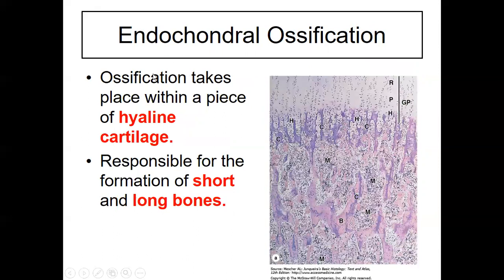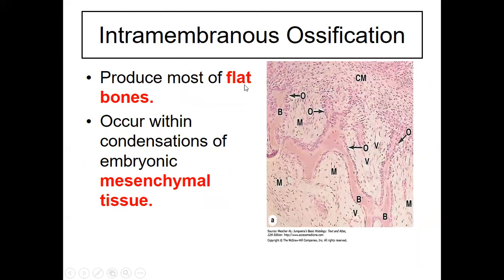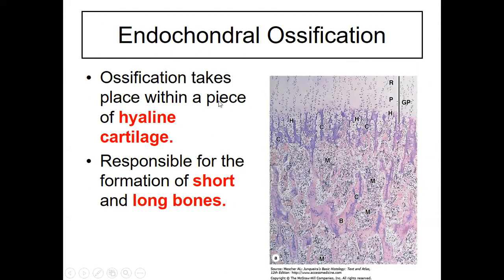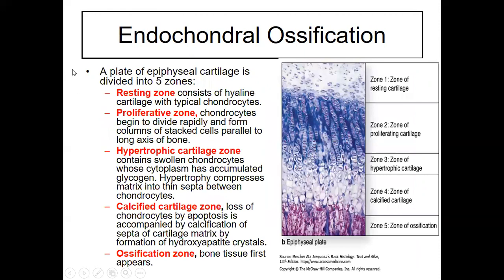For endochondral ossification, it is ossification that takes place within a piece of hyaline cartilage. It is responsible for the formation of the short and also the long bone. So endochondral ossification specifically happens at the short and long bone. Intramembranous, flat bone. Endochondral ossification, short and long bone. This is the way endochondral ossification happens.